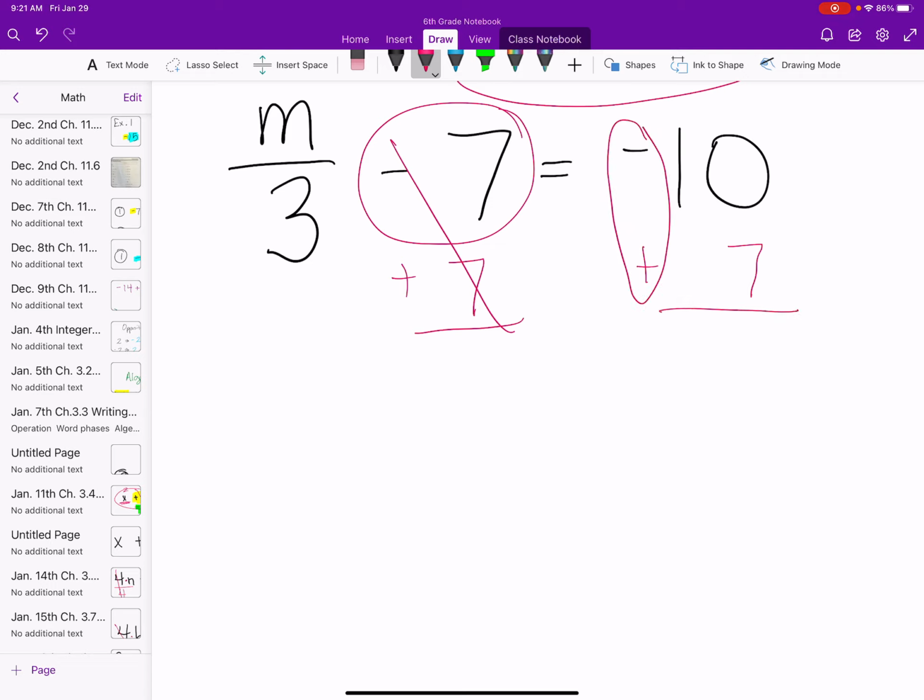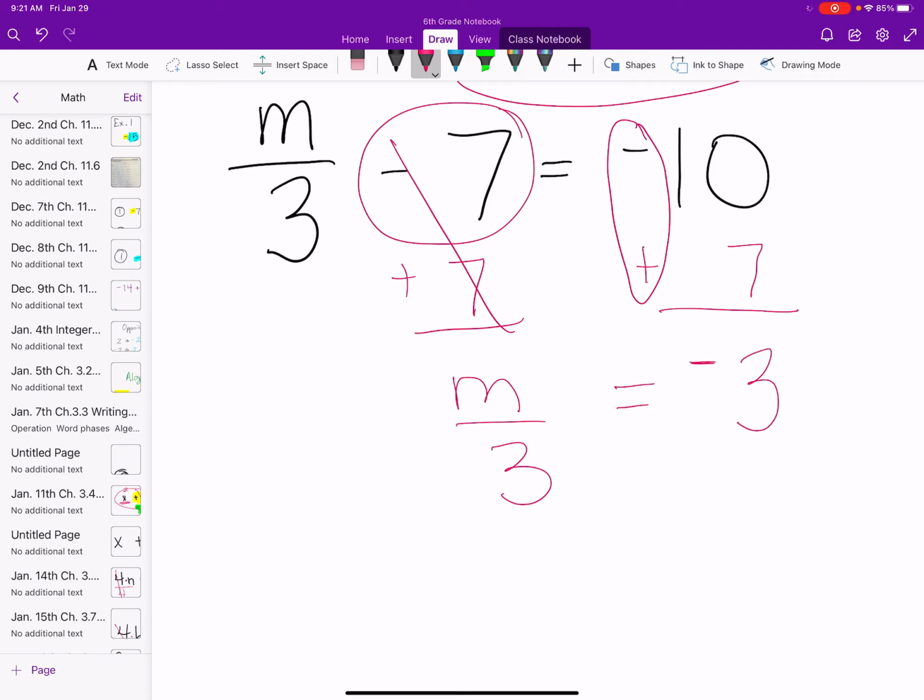Notice these guys are different signs, meaning that we're going to subtract. 10 minus 7 is 3. 10 was our bigger number, and it had a negative sign in front of it, so we have a negative 3. But we still have m divided by 3 equals negative 3. So you're going to think in your head, what divided by 3 equals negative 3? If you can't do that, you're going to take the opposite.